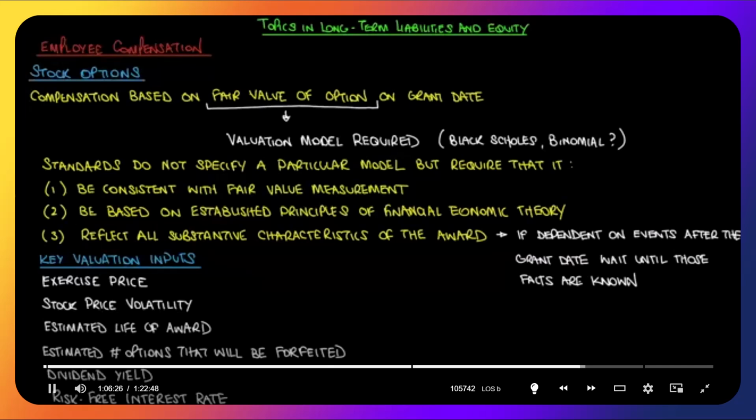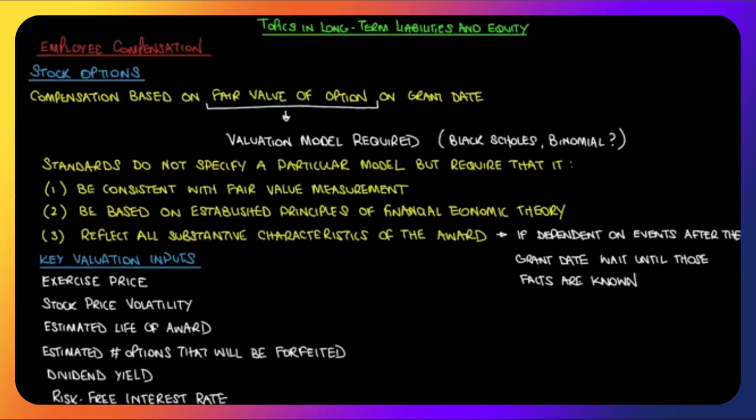What about, though, stock options? Stock options, compensation based on the fair value of the option on the grant date. Now that is more exciting. I said, very throwaway. Well, if it's stock grants, you're directly giving stock. You just value the stock, see what it's trading at in the market. Dead easy.